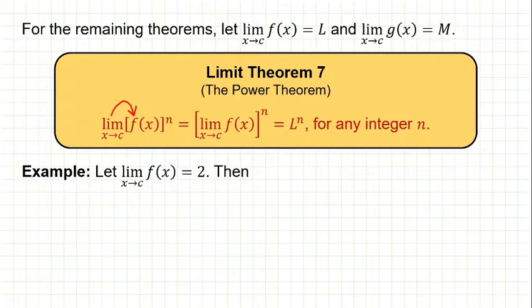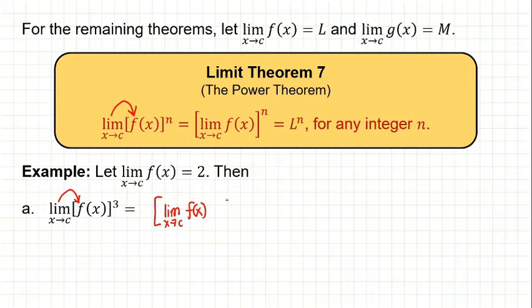Example, the limit of f of x as x approaches c is equal to 2. Then, let's try this one. So, according to the theorem, ipapasok lang natin yung limit, right? So, from here, pasok natin dito, magiging limit of f of x na siya as x approaches c to the power of 3, right? And since the limit is equal to 2, so we have 2 to the power of 3, and this is equal to 8.